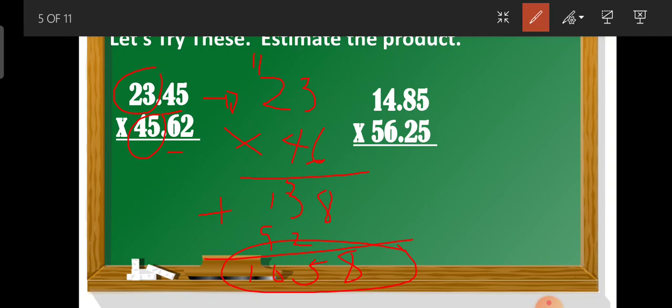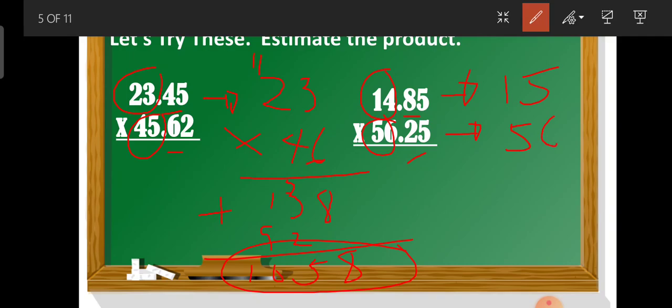So 14 and 85 hundredths times 56 and 25 hundredths. Let's estimate the product. Round the numbers to the nearest whole number. So the whole number is 14. To the right of 14 is 8. So since the digit is 8, 14 now will become 15. And then the next factor, 56 and 25 hundredths. So the whole number is 56. To the right of 56 is 2. So since that is 2, just copy 56 now.